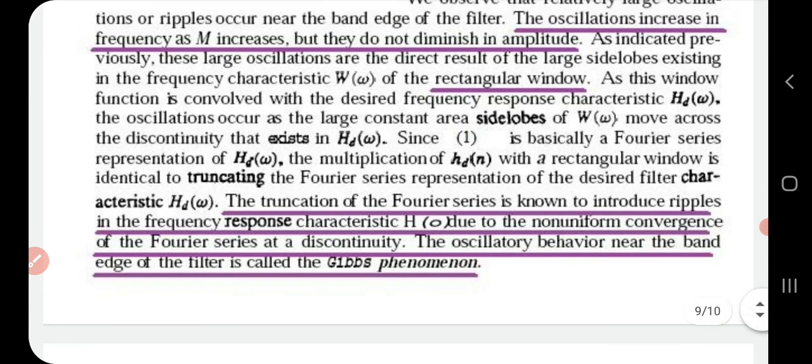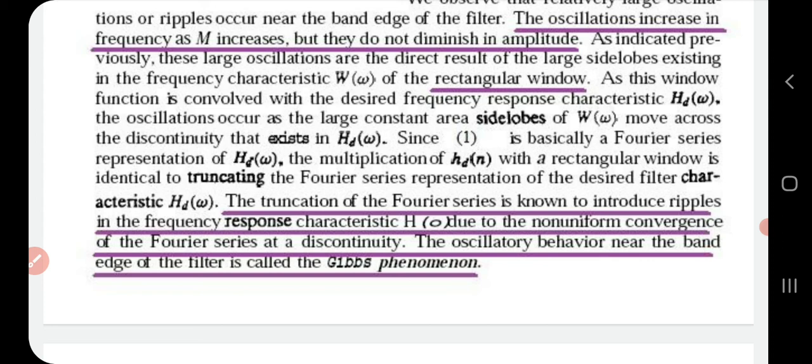Now, the Fourier series obtained will be infinite. So to make the calculations easy, we truncate it to a finite length. That truncation is known to introduce some ripples or oscillations. This leads to non-uniform convergence of the series at a discontinuity, and this oscillatory behavior near the band edge of the filter is called the Gibbs phenomenon.